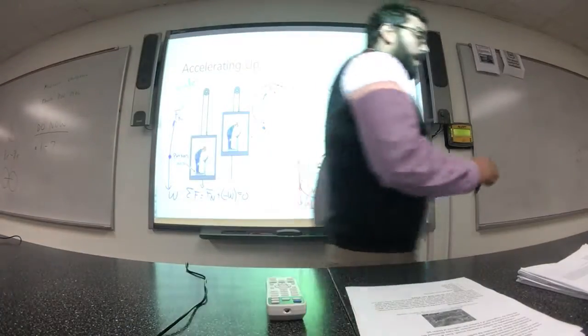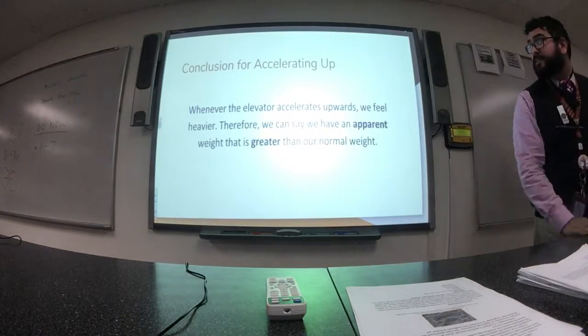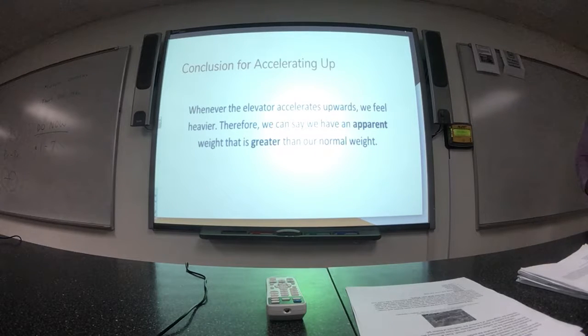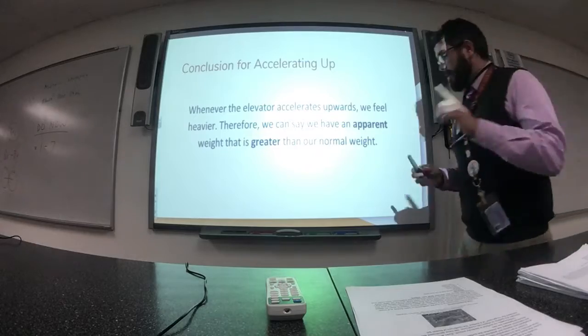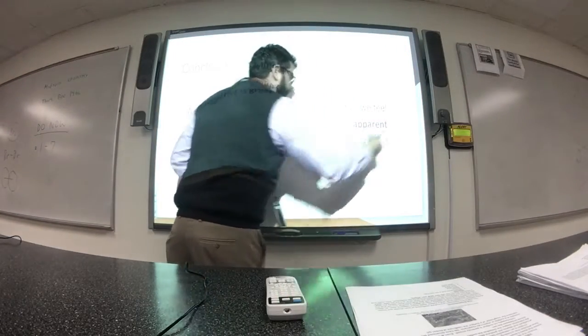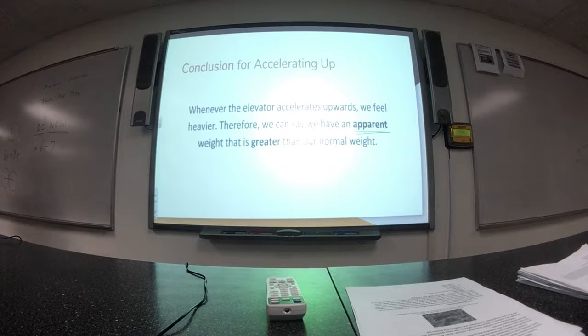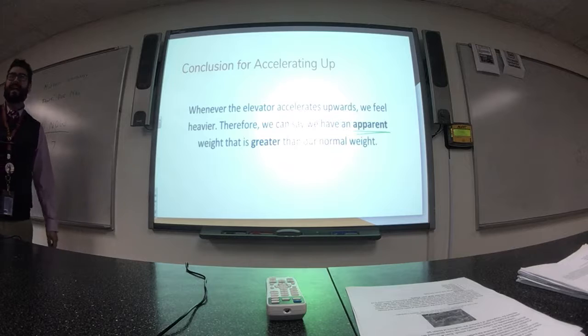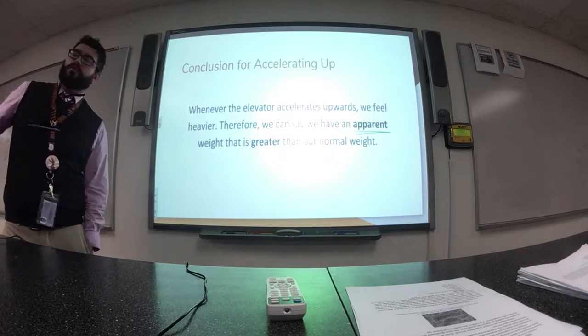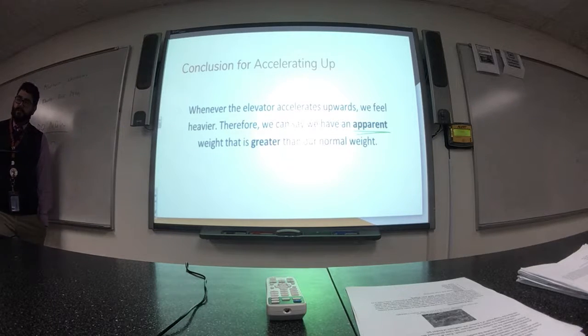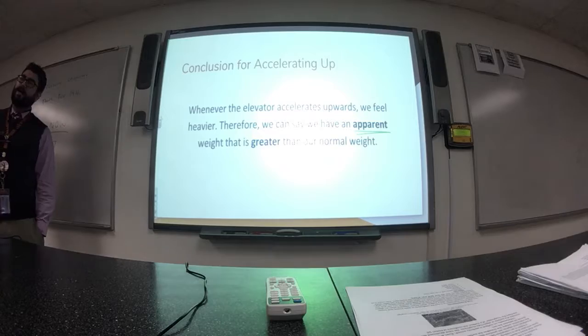So what we could say is that whenever the elevator moves upward, we feel heavier. What that means is that we have an apparent weight. And that's the key here. Apparent. It's not actually our weight that's changing. Our weight stays the same, because as we said, M and G are constants for us. But there's this new quantity, like a pseudo weight, that we call apparent weight. And we say that weight gets bigger.